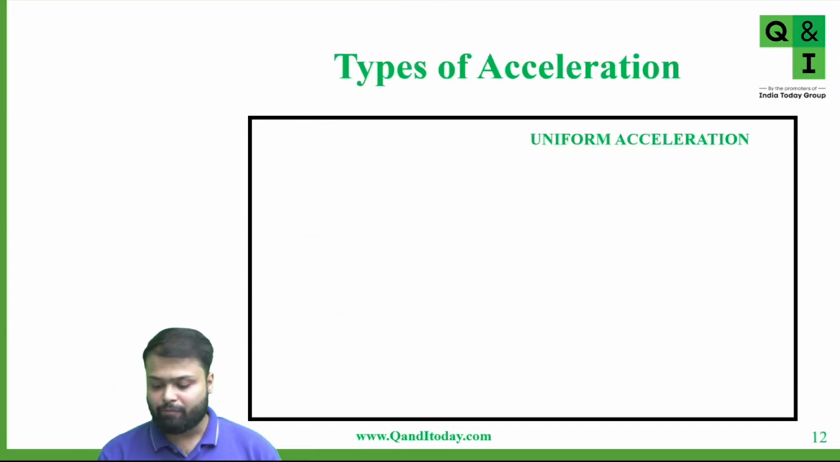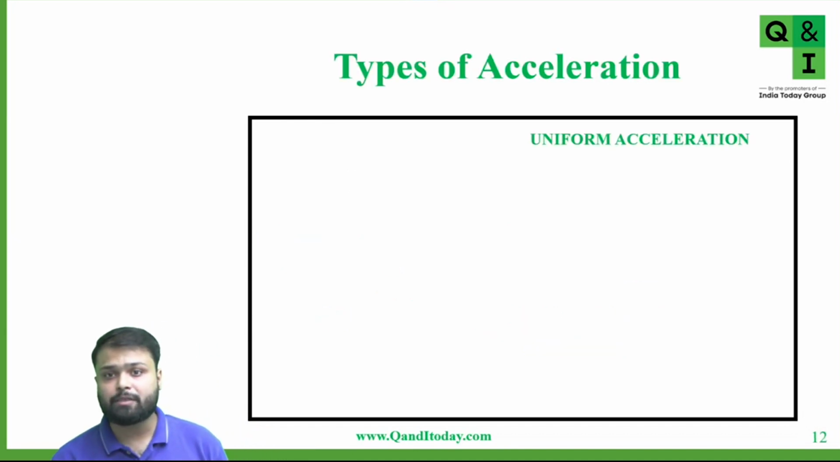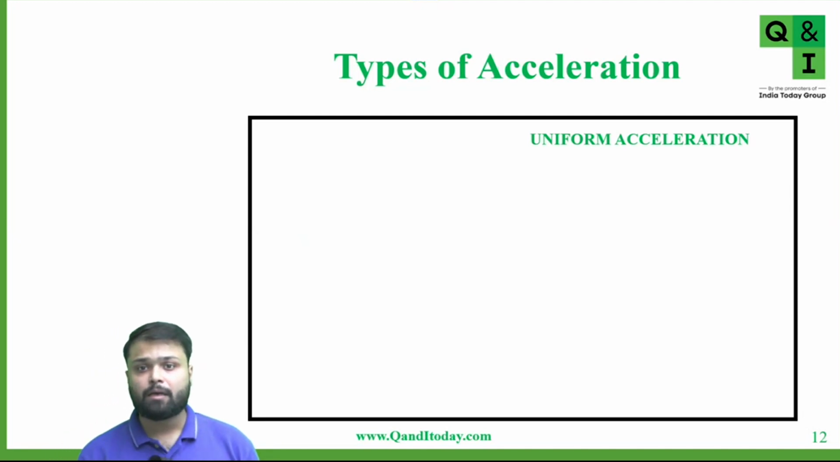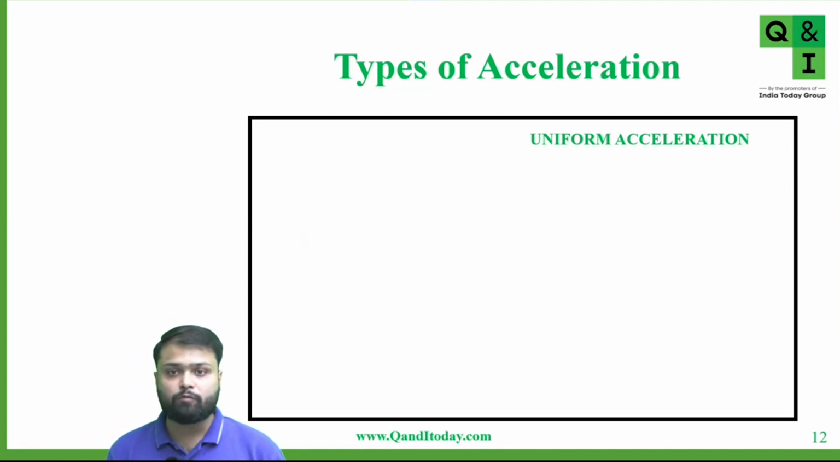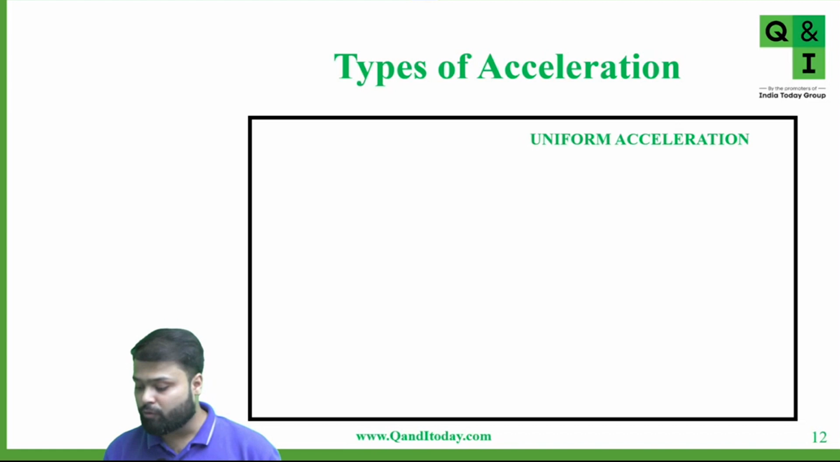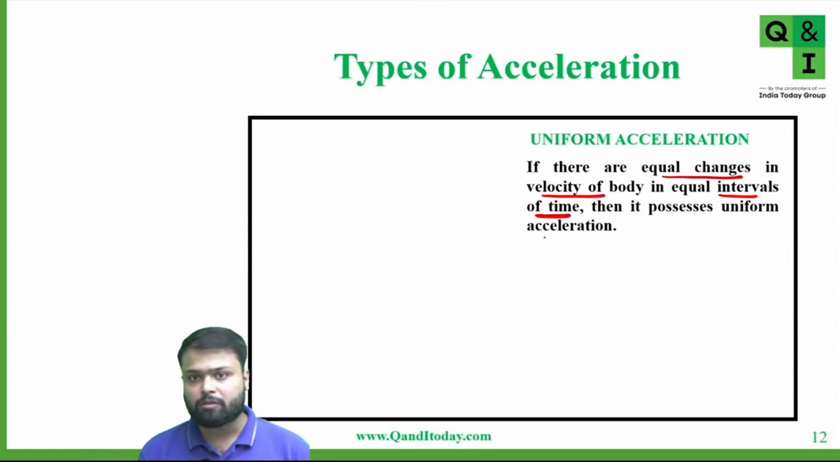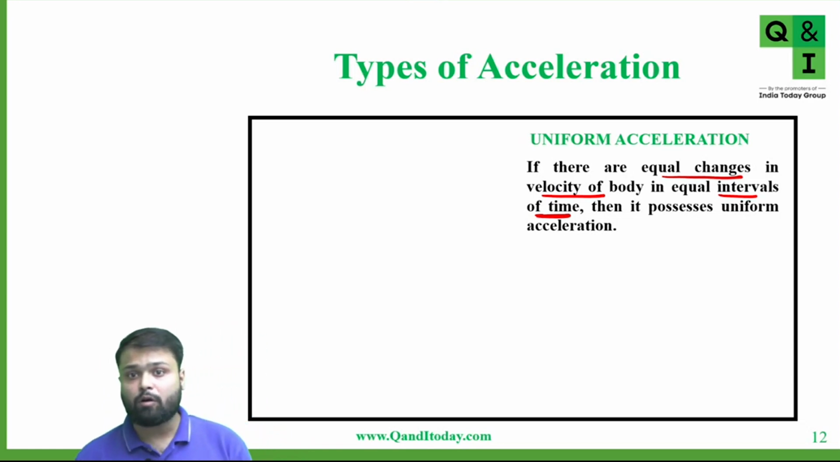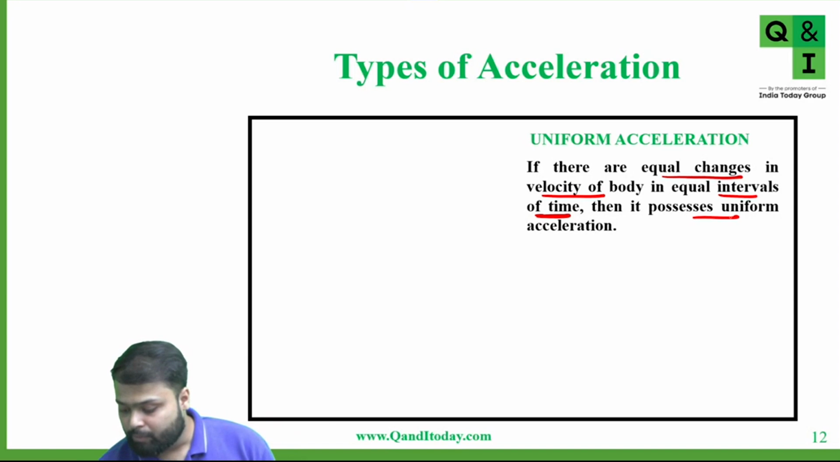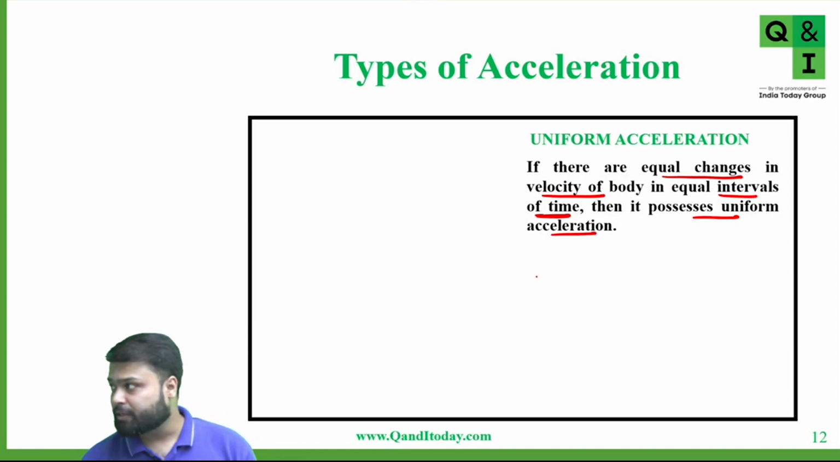Now we'll see types of acceleration. The first is uniform acceleration. Similarly, we studied uniform motion. What is uniform motion? If a body is covering equal distance in equal intervals of time, we can say the body is under uniform motion. Similarly, what is uniform acceleration? If there are equal changes in velocity of a body in equal intervals of time, that is, the change in velocity with respect to time is the same for all time intervals, we can say the body is under uniform acceleration.